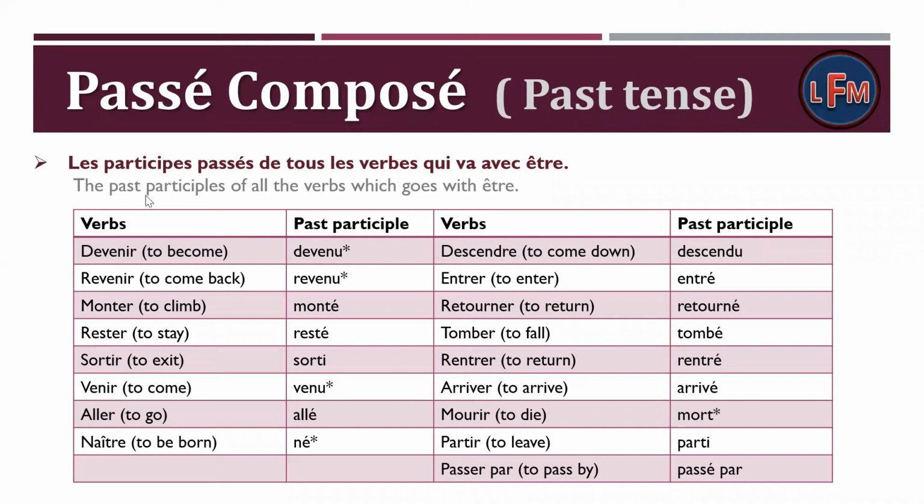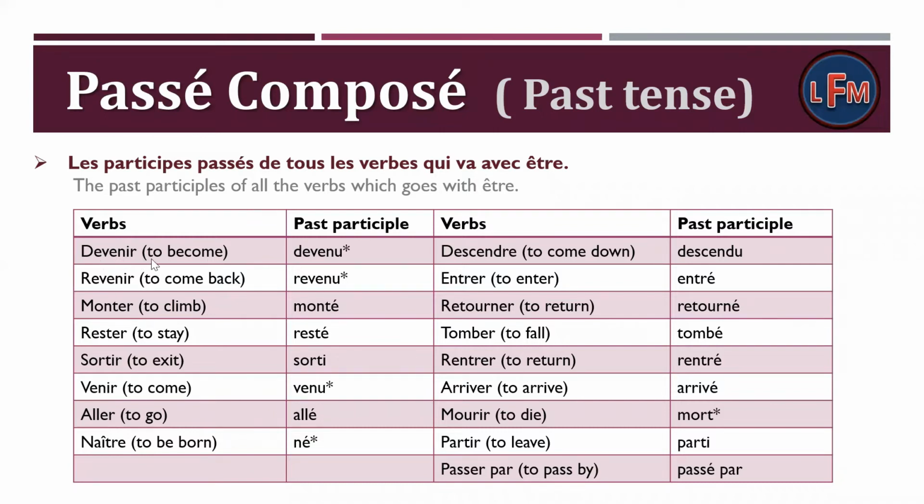Now let's see the past participle of all the verbs which go with être. Les participes passés de tous les verbes qui vont avec être. These are the verbs which go with être. So let's see all the verbs one by one.